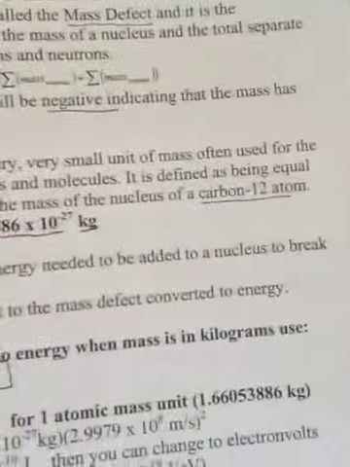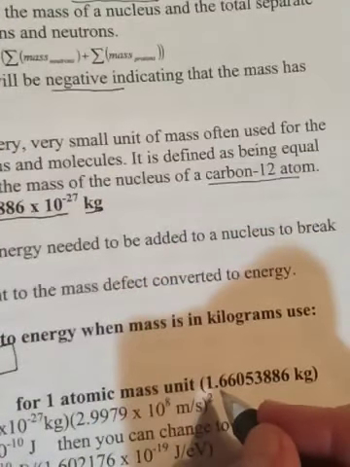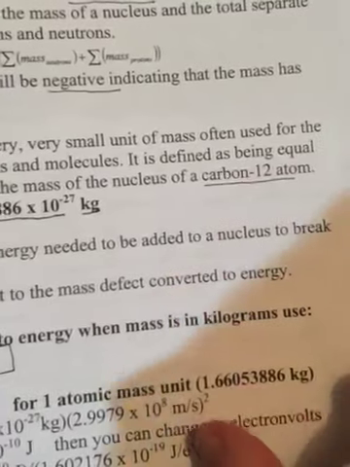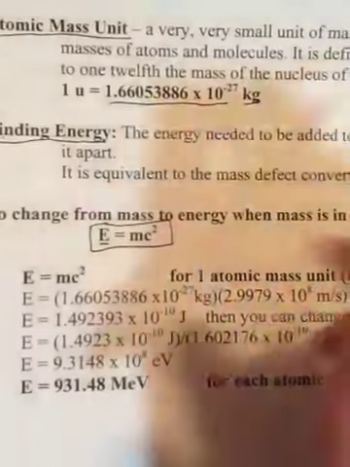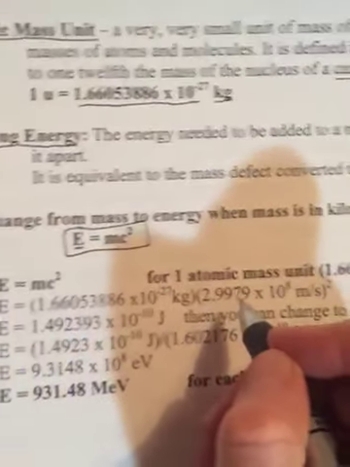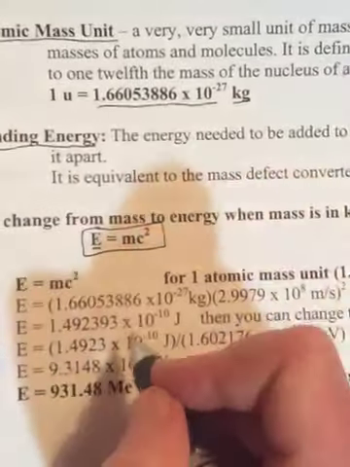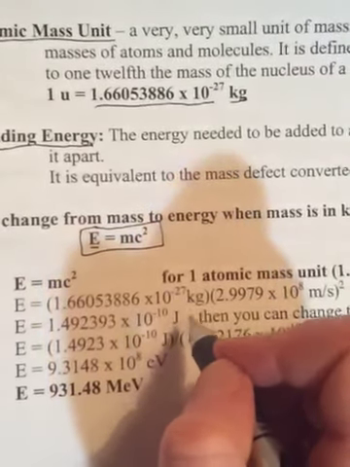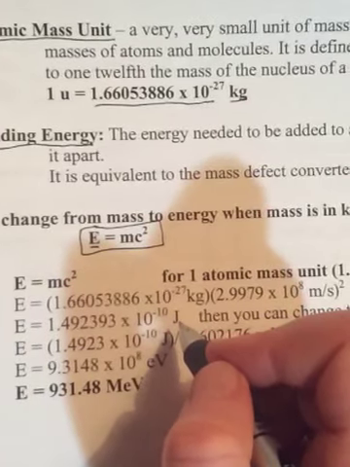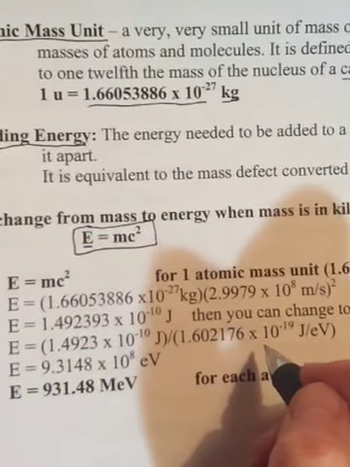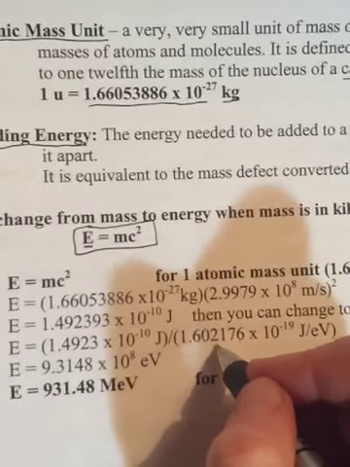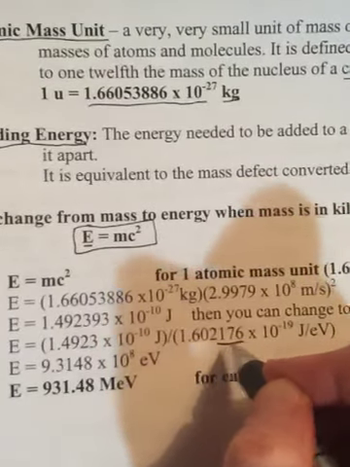So if our atomic mass unit is 1.660538886 times 10 to the -27 kilograms, we can figure out what that's equivalent to in energy. So take that, multiply it by the speed of light squared, and the answer you get will be in joules, times 10 to the -10. But again, joules is big for energy, so let's convert it into electron volts by multiplying by our 1.602.